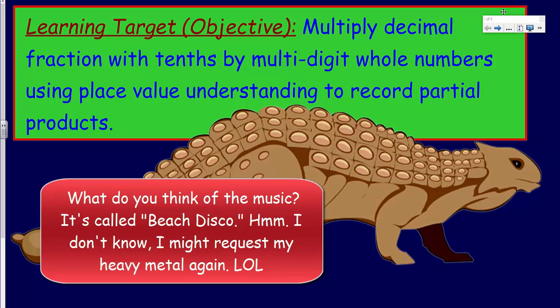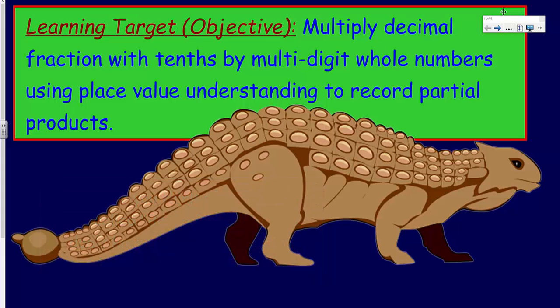And for you guys, your learning target, as you can see above, is to multiply decimal fraction with tenths by multi-digit whole numbers using place value understanding to record partial products. Whew, that's a big mouthful.